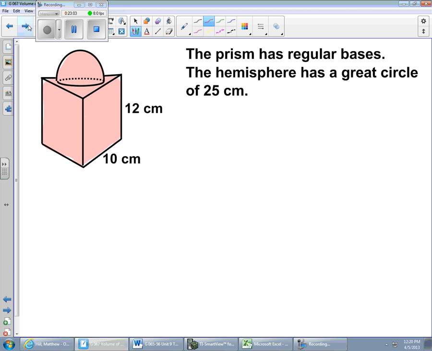As you can see in this case, again, the more complicated the figure, especially when they start using fancy things like hemispheres and stuff like that, they're probably going to be providing us with some external information. The prism has regular bases. The hemisphere has a great circle of 25. Well, that sounds like it's going to complicate matters a little bit. Okay, well, how can we describe this thing?